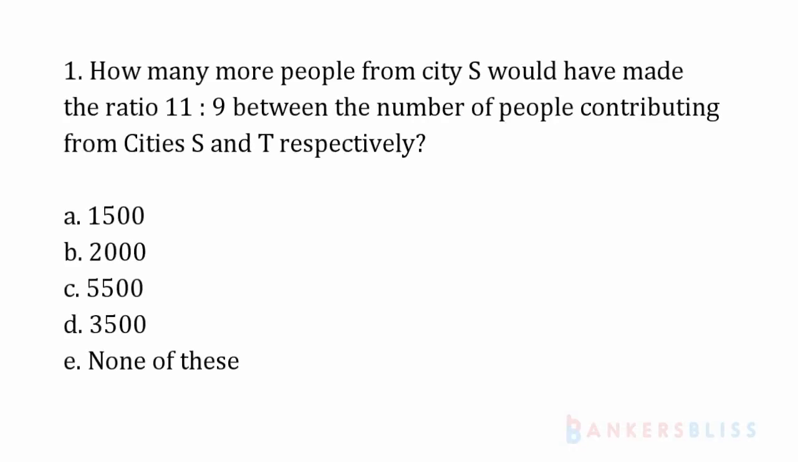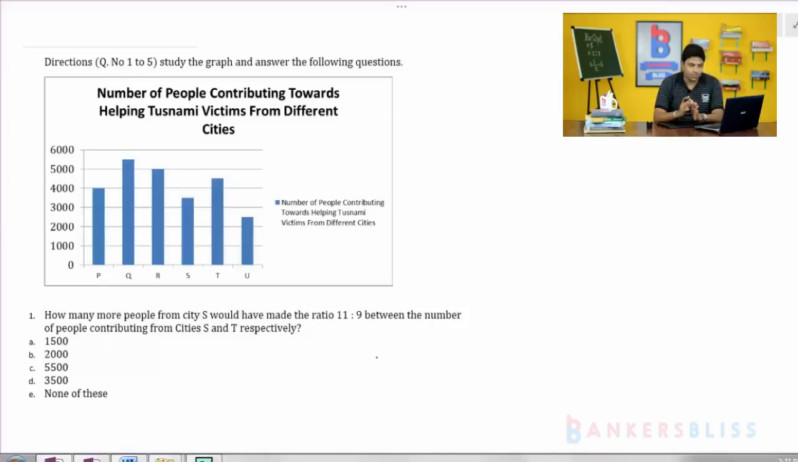Now, how many more people from city S would have made the ratio 11:9 between the number of people contributing from city S and T respectively? Don't panic, very simple question. Presently the ratio is not 11:9. So how many more people do you want for city S? After adding those many people, you will get the ratio 11:9. T is not touched; we are dealing only with respect to S.